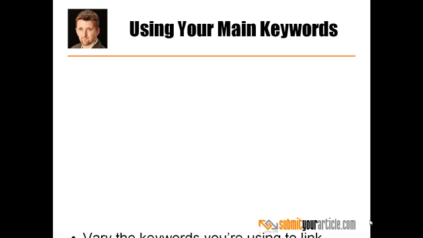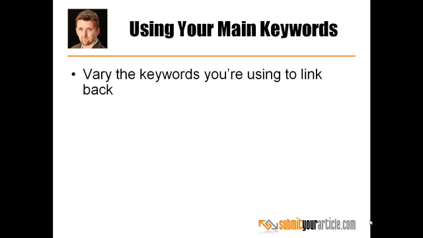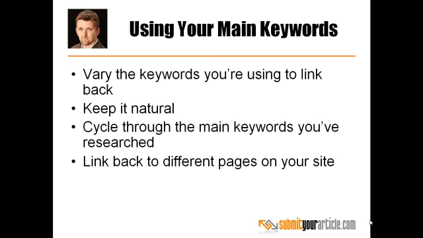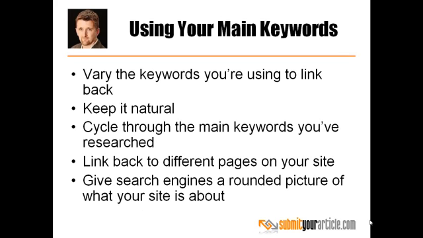As some final tips on this, note that it's important not to always link back with the same keyword phrase, or it starts to look unnatural. You need to keep it natural. What you need to do is cycle through the main keywords you've researched and even link back to different pages on your site so that search engines get a rounded picture of what your site is about. So if, for example, you submit 8 articles a month for a particular website, you might have a couple linking back using your top keyword and the others linking back using one of the other main semantically related keywords you have researched.